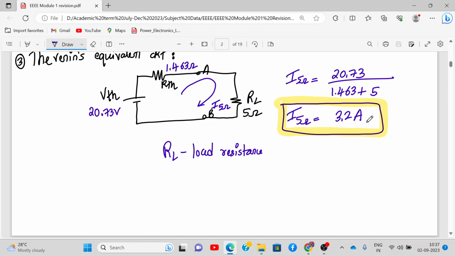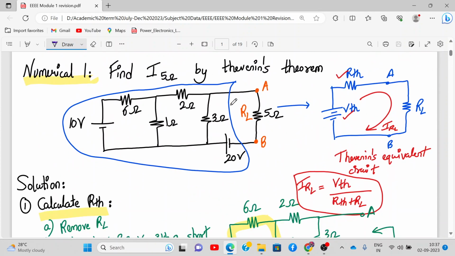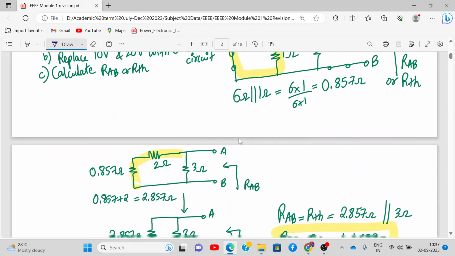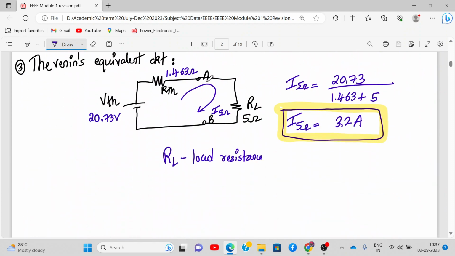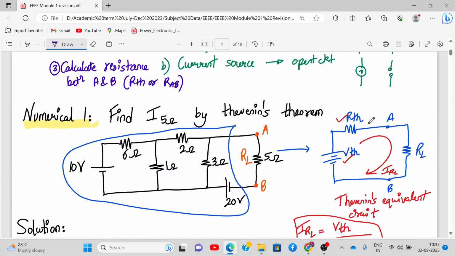So what matches, could you say again? If you calculate using mesh analysis over here and find out the current flowing through 5 ohm resistance, that current which you get over there and this current which you got using Thevenin's theorem will be the same. Okay. We reduce this complex network with VTH and RTH. That's it. Got it, sir.